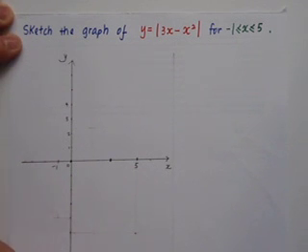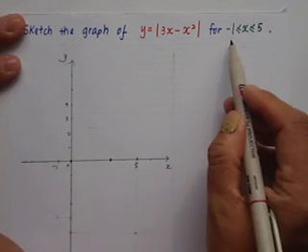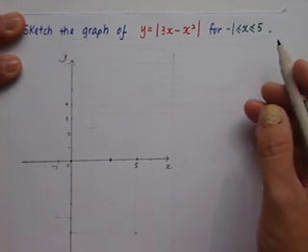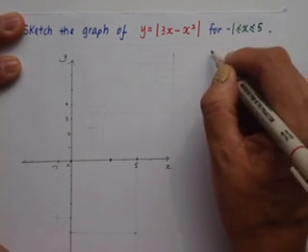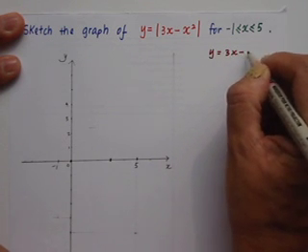To sketch the graph of y equals to modulus of 3x minus x squared, given the two endpoints for x ranging from -1 to 5, we start off by sketching this graph without the modulus: 3x minus x squared.